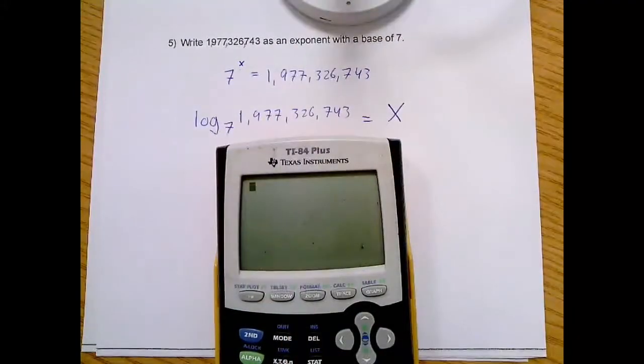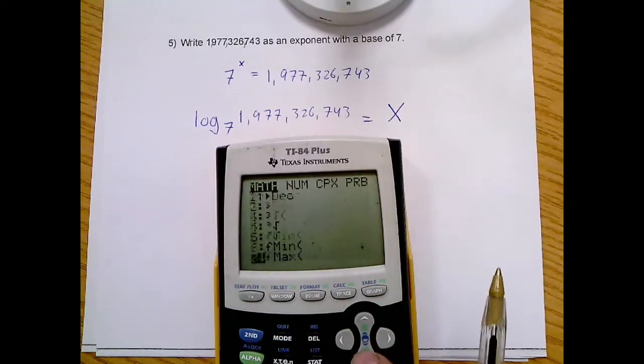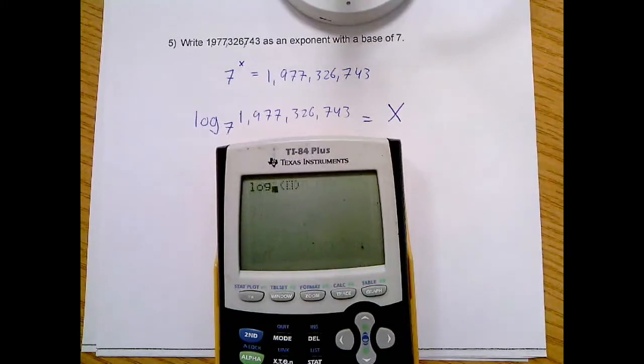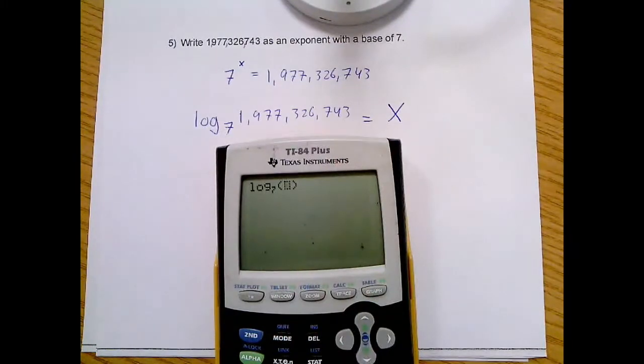If we look at this, we've got to figure out how to get to a log base 7. So the best way to do this is just hit math. Go down, down, down, down, down, down, down, down, down. Log base. Right there. You can see it. Easy peasy. So I hit 7. Now I just got to carefully punch in that number and try not to make a mistake.